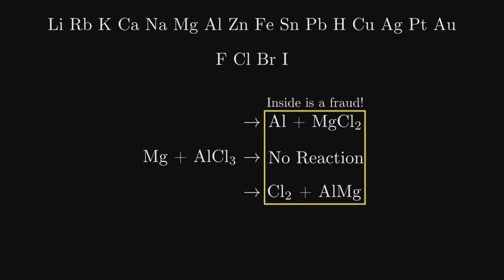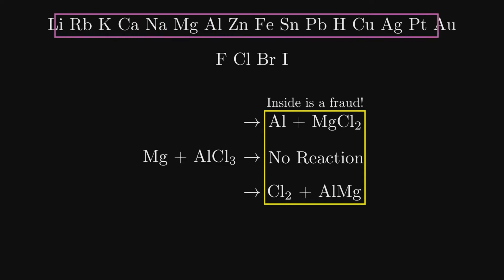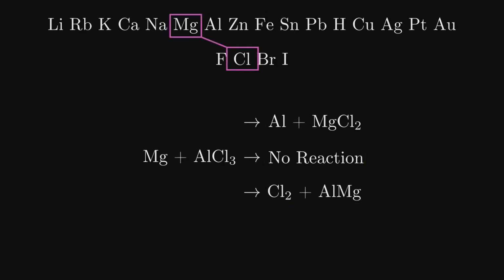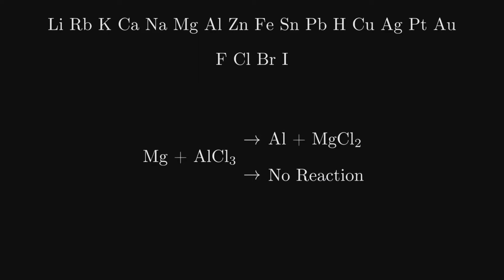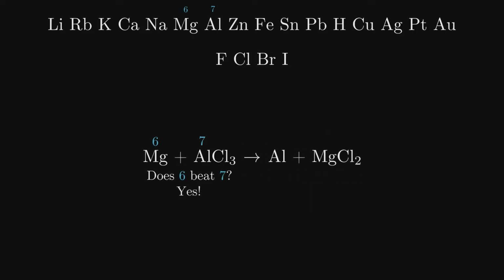If a reaction occurs, it is because magnesium is more reactive than another element from the same list. This means magnesium can't replace chlorine because they are on different lists. So option 3 is incorrect. If you don't like that wording, simply rephrase it as don't pair elements on the same list. Now, according to the rankings, magnesium is the 6th most reactive metal and aluminum the 7th. Now ask the simpler question, does 6 beat 7? Yes! This means a reaction occurs and we now know the outcome.